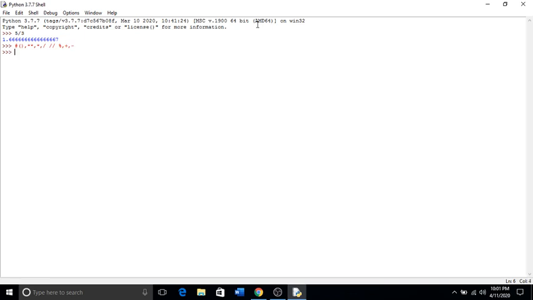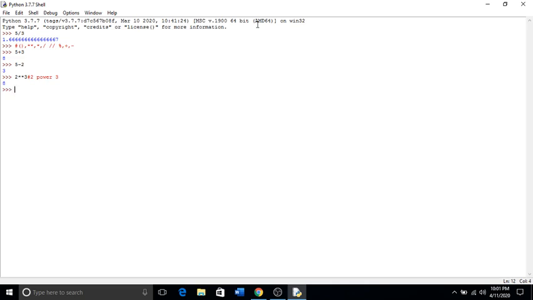I'll take some simple examples. 5 plus 3 will give 8. 5 minus 2 will give 3. Like this, the basic operations will perform. Now we'll go for the exponent. I'll take a comment: 2 to the power 3. So the answer will be 8.